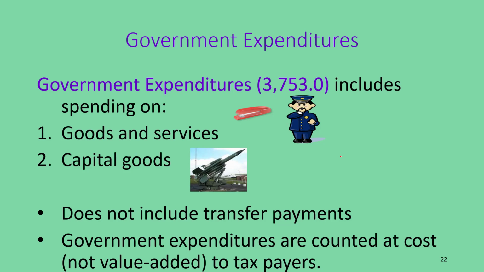So again, government expenditures are counted at the cost of the taxpayer, not necessarily the value added, which could be higher or lower depending on what that good or service is doing. So kind of keep that in mind as you're thinking about how government expenditures are influencing GDP.